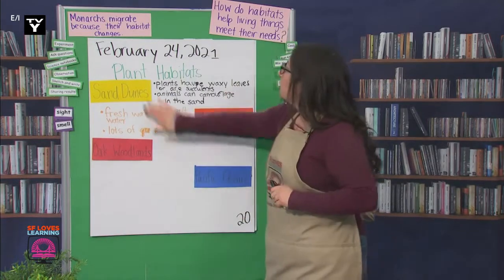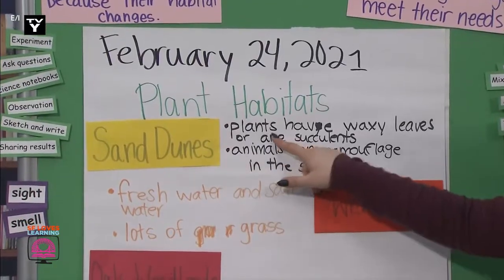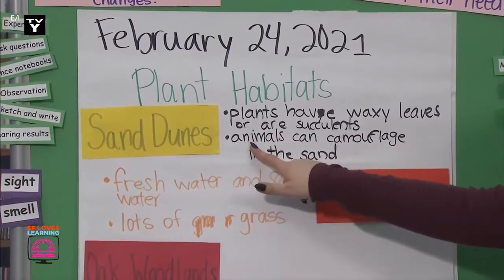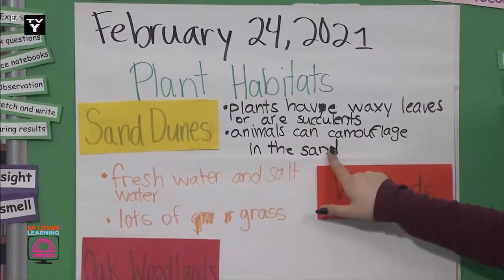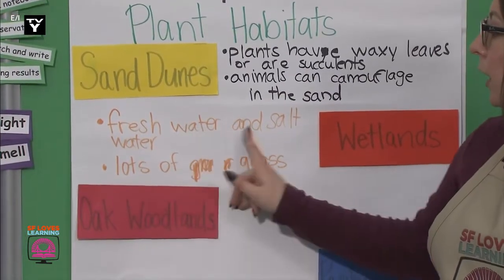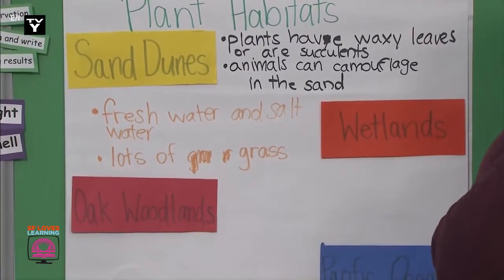So we have plant habitats. Sand dunes. Plants have waxy leaves or are succulents. Animals can camouflage in the sand. And then in the wetlands, they have fresh water and salt water and lots of grass. All right, now I remember.